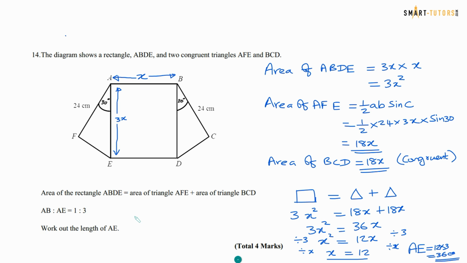So 18x is 36x equal 3x squared. I divide both sides by 3, which is x squared equal 12x. Divide both sides by x, which gives x equal 12, but they ask for AE. AE is 3x, 3 times 12 is 36, which is the answer for question number 14.